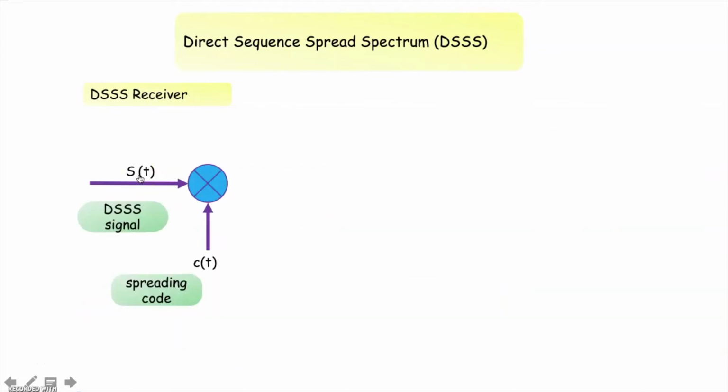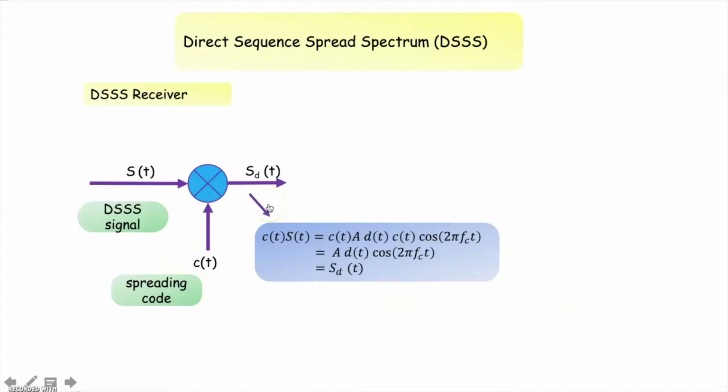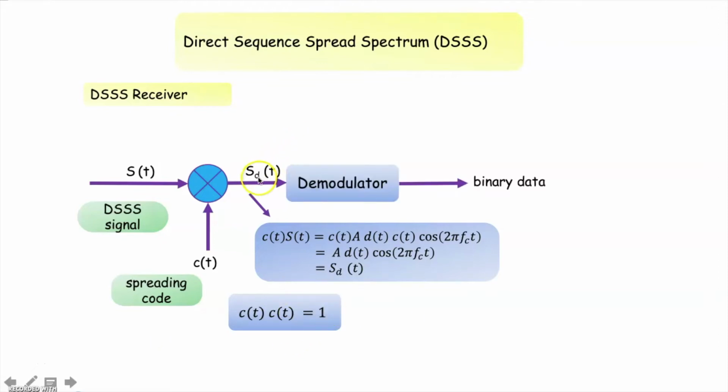In the receiver side, the received signal is multiplied with the same sequence of spreading code, which will result in the same modulated signal. This is possible as shown here. When c(t) is multiplied with c(t), it results in a 1, because when you multiply +1 with +1, it results in 1. Similarly, multiplication of -1 with -1 results in 1. Now, the BPSK signal is fed to a demodulator to get the binary data.